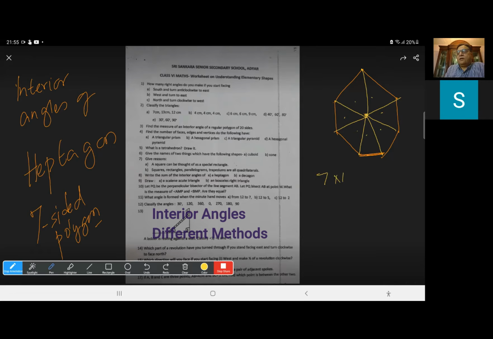So 7 into 180, all the sum, right? And in the center, you have 360, right? So minus 360 is your answer, correct? Heptagon, so how much? Calculate and tell me. 7 times 8, 56, 5. 7 times 1, 7, and 5, 12. So 1260 minus 360, right? So you get what? 900. Sum of interior angles.